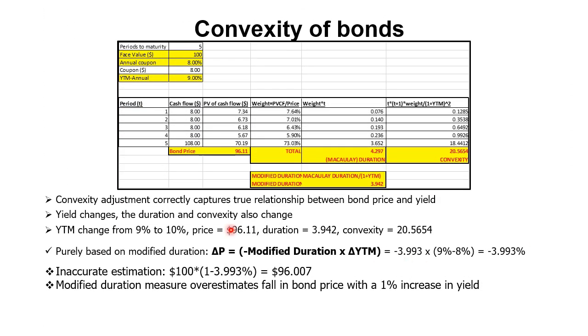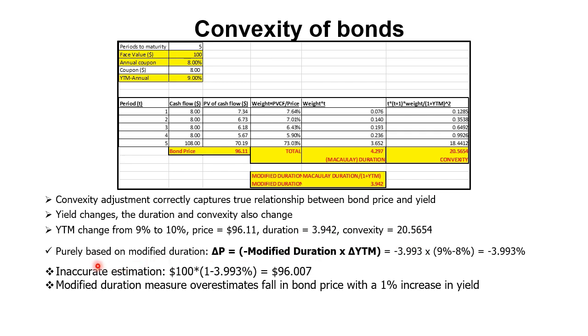Therefore, the convexity adjustment helps us correctly capture the true relationship between change in bond price and the change in yield. Also note that, as mentioned earlier, as the yield changes, the duration and convexity also change. For an increase in yield, as in our case, the duration and convexity declined. Therefore, if you want to predict the price change from 9% to 10%, you need to take the base bond price as $96.11 instead of $100 and the duration at 3.942 years and the convexity at 20.5654.